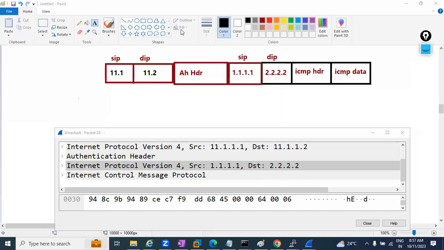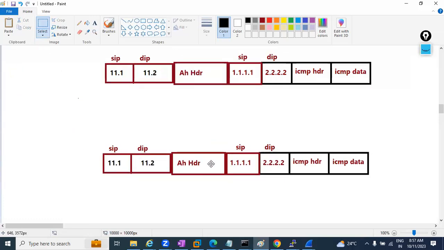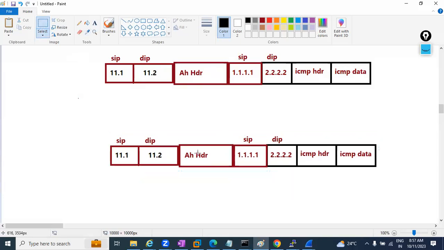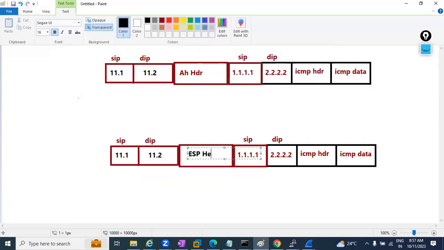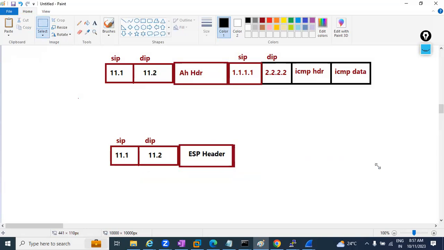But if we talk about ESP, what happens in ESP? In ESP, it would be the same concept. Just here, it would be the ESP header, and from the ESP header onwards, this data, everything would be encrypted.